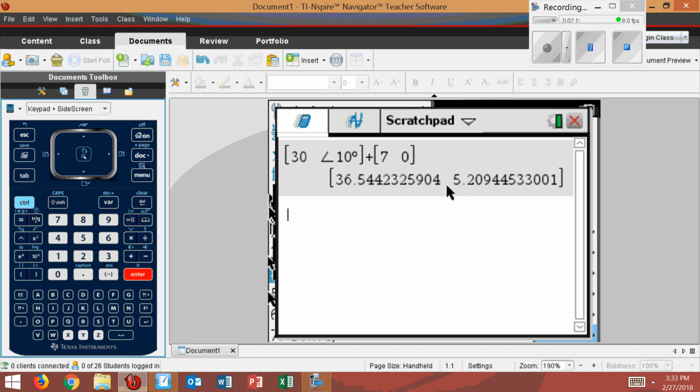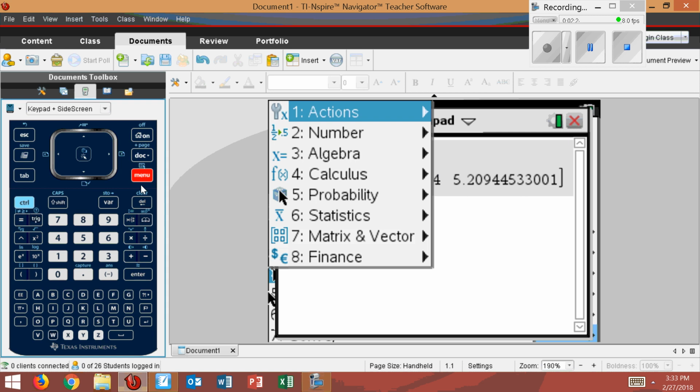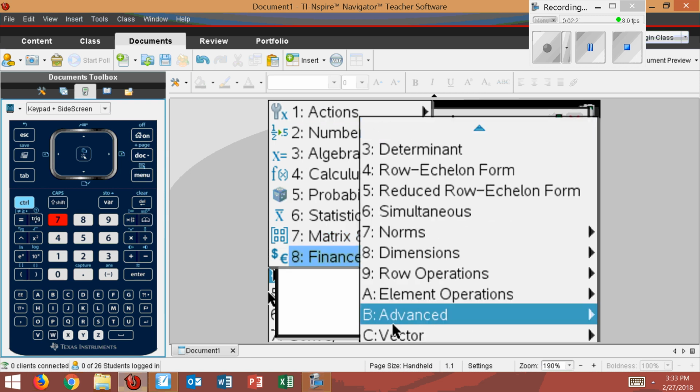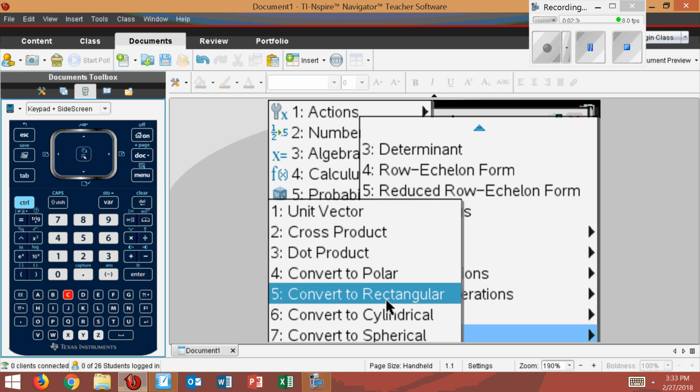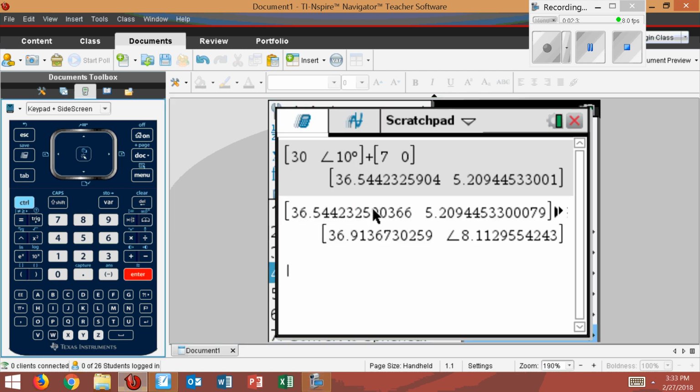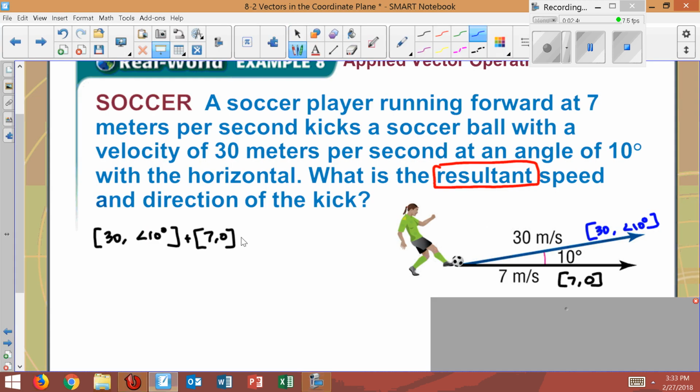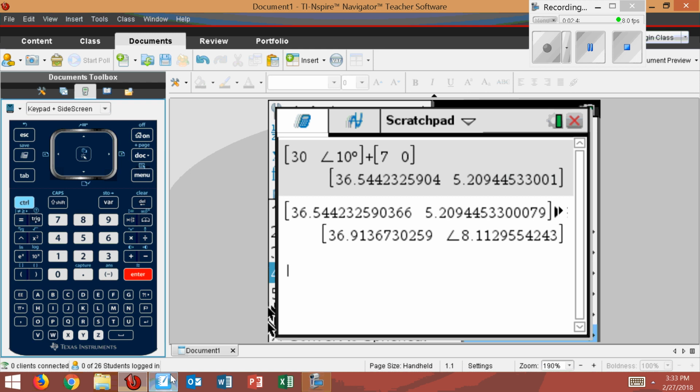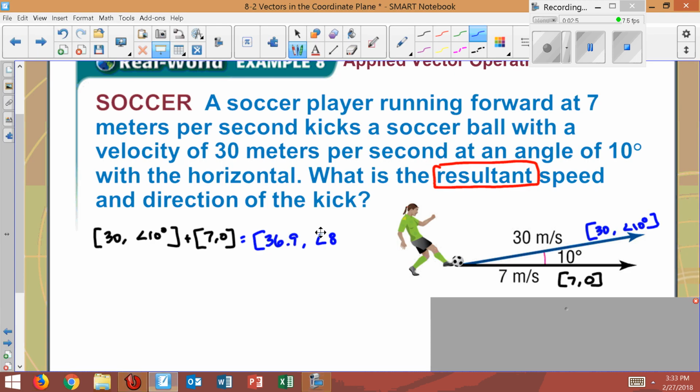Now, obviously, gravity's not in there, but that is an x and y. If I want it as an h and theta, I go menu, 7 for vectors, and then I'll choose C for vectors again, and then convert it to polar. There it is as an h and an angle. So we get 36.9 and 8.1. 36.9, I believe is what it was. Yes, and 8.1. And so this would be the speed, that would be the direction.